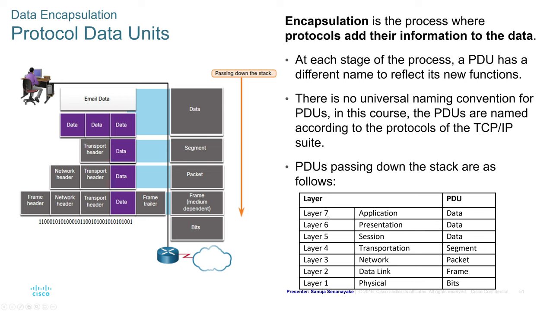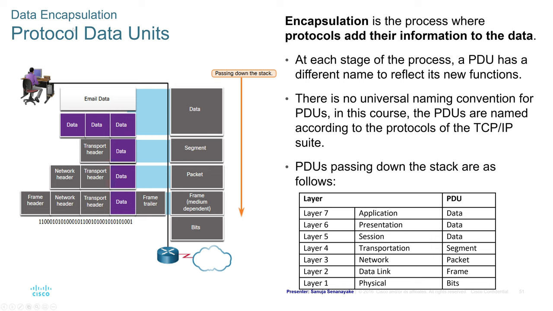So for example, in layer 7 of the OSI model, the PDU is the data, and layer 6 is data, and layer 5 is data, and then layer 4 is segment, layer 3 is packet, layer 2 is frame, and layer 1 is the physical or the bits. And again, just remember, we will be using the OSI model, and this is how we're going to do it in this particular course to understand network engineering concepts.